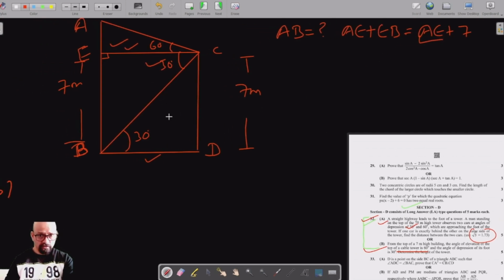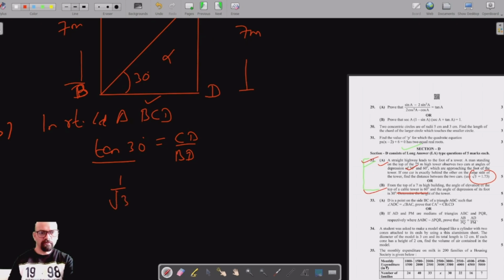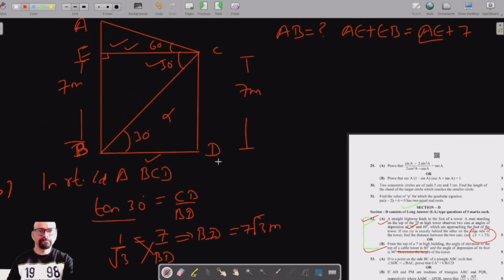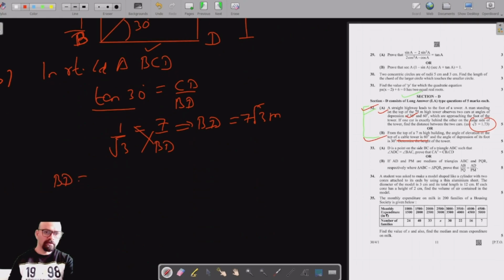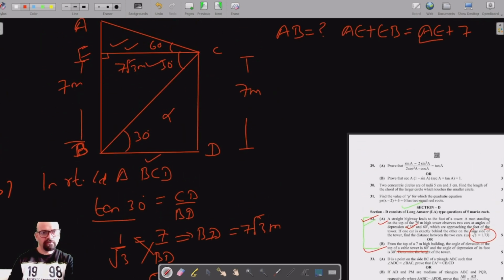So let's get started with the triangle BCD. In right angled triangle BCD, we are going to use the tan ratio. Tan 30 is CD by BD. So tan 30 is 1 by root 3, CD is 7. This will give us BD. If we cross multiply, this gives us BD is equal to 7 root 3 meters. Now, BD is equal to EC is equal to 7 root 3 meters. So we have got EC as well, which is 7 root 3 meters.